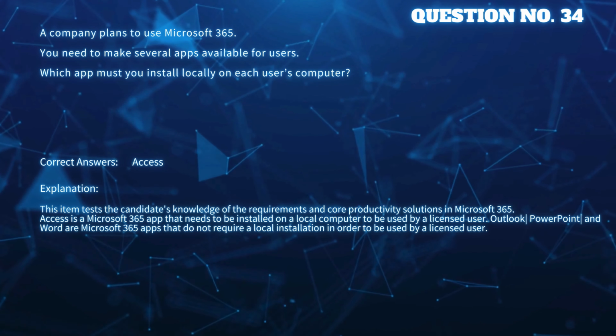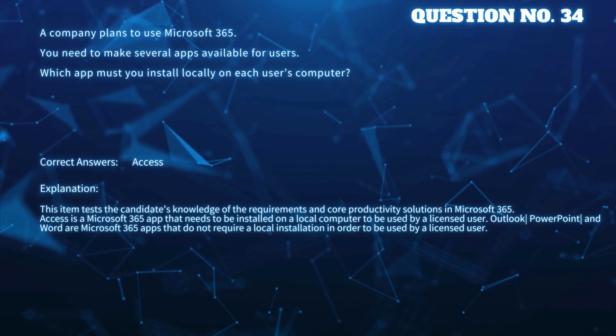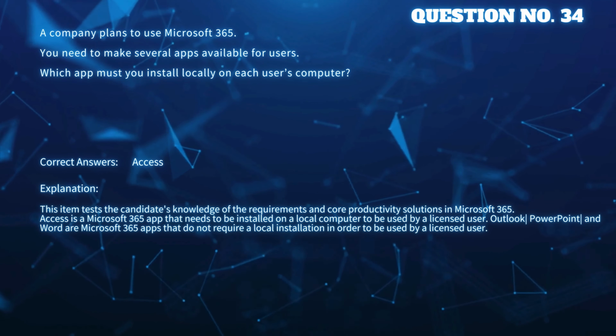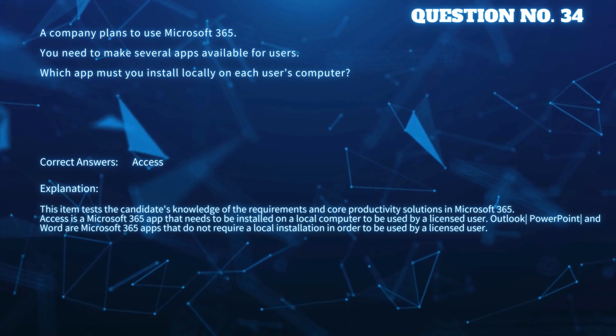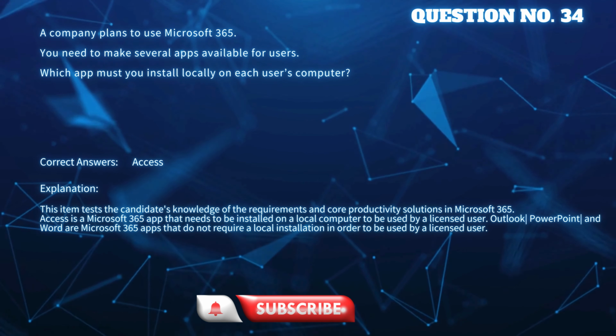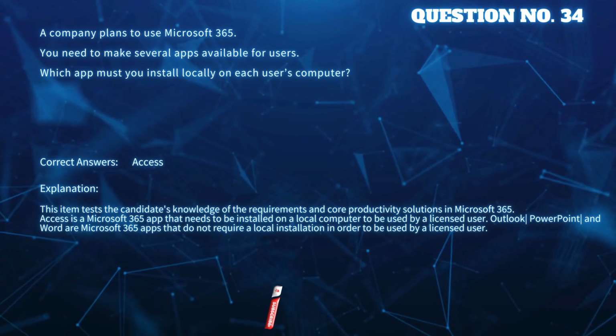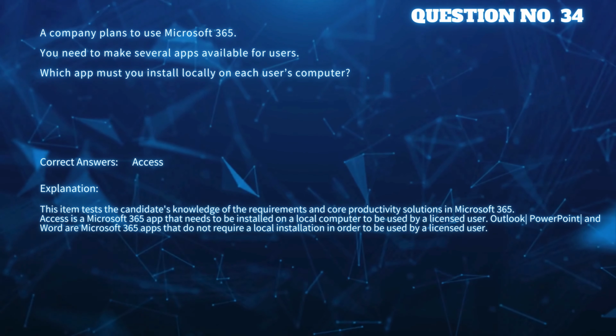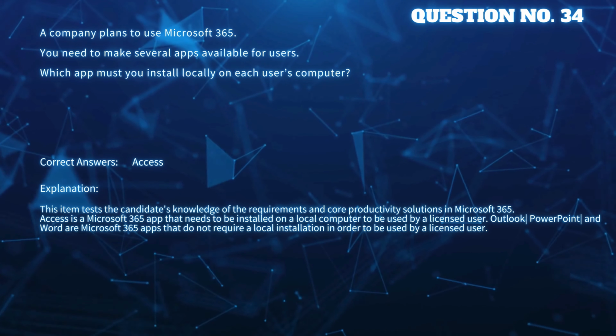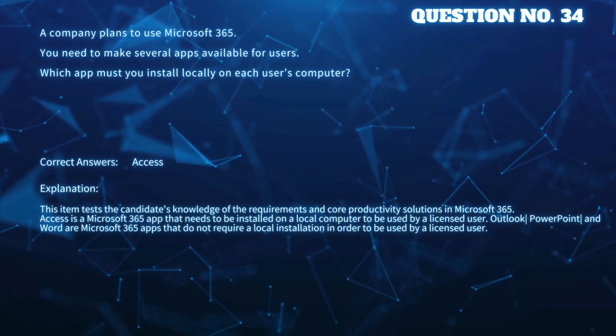Correct answer, Access. Explanation: this item tests the candidate's knowledge of the requirements and core productivity solutions in Microsoft 365. Access is a Microsoft 365 app that needs to be installed on a local computer to be used by a licensed user. Outlook, PowerPoint, and Word are Microsoft 365 apps that do not require a local installation in order to be used by a licensed user.